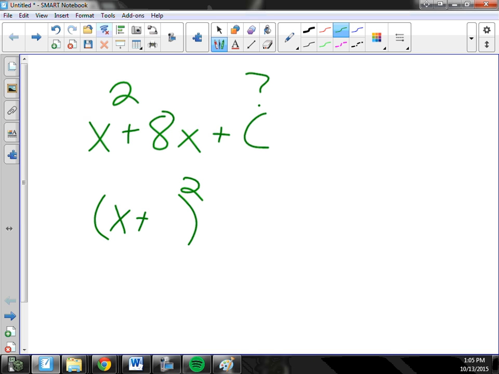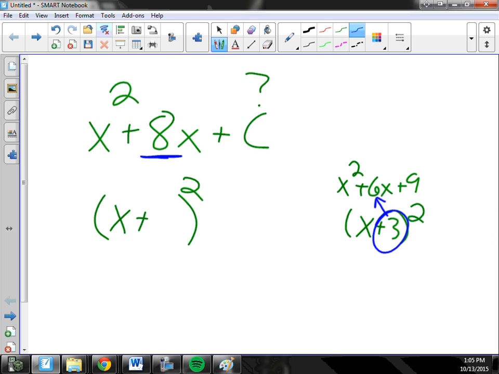Well, if you remember the pattern, I had x squared plus 6x plus 9, and that factored into (x plus 3) squared. The relationship between this number and that number is the middle term is twice as big as the factor. So if I know that the middle term is 8, then the factor would have to be 4. Well, if the factor is 4, then what would this number be? And the answer is, over here on this right side, if the factor is 3, how do we create the 9? And the answer is we square it. It's 3 squared. So 4 squared is going to be 16.